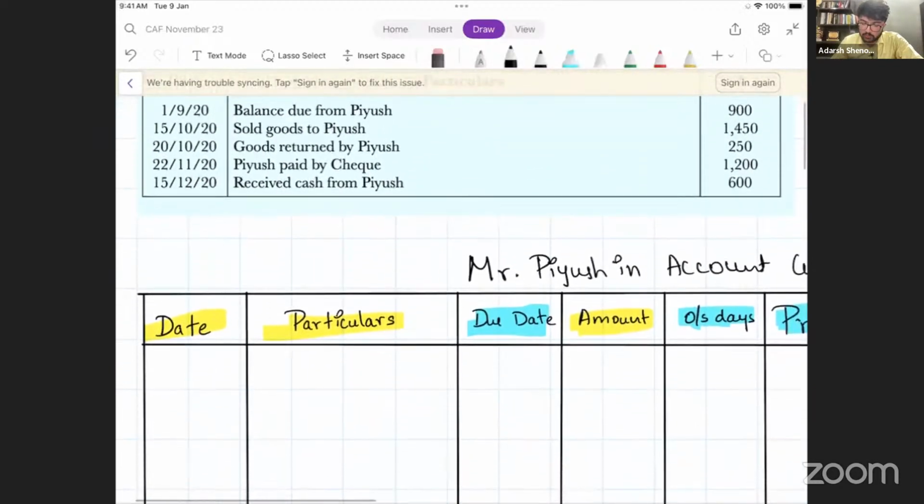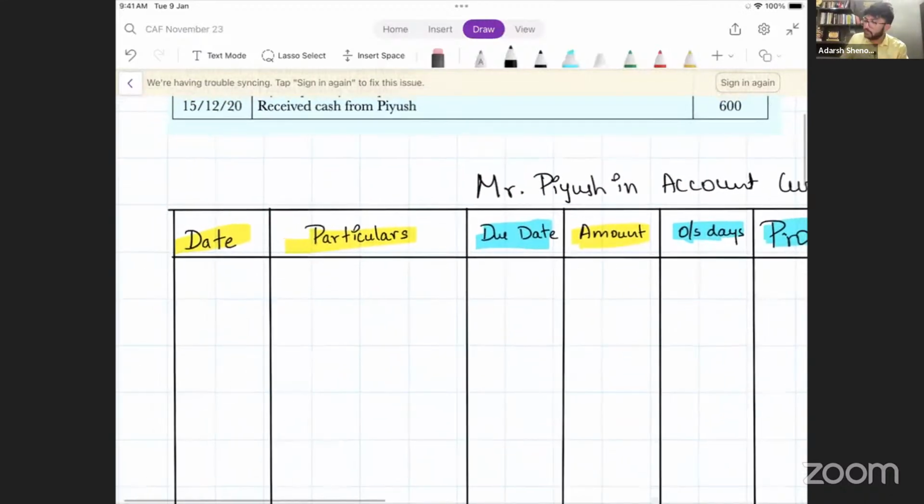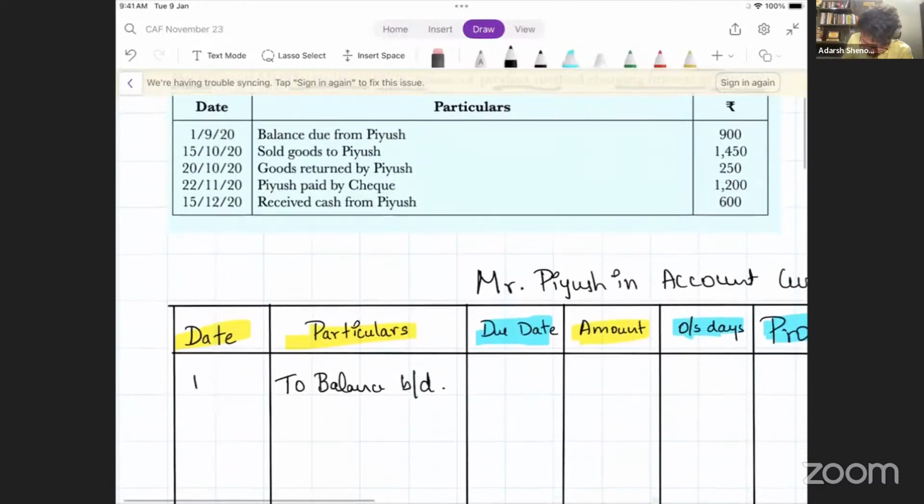Balance due from Piyush. So what does balance due from Piyush mean? Is it receivable or is it payable? Balance due from Piyush means Piyush has to give me, right? So it's an asset for me. Asset will have a debit balance. So on the debit side, we have to write "To balance brought down."